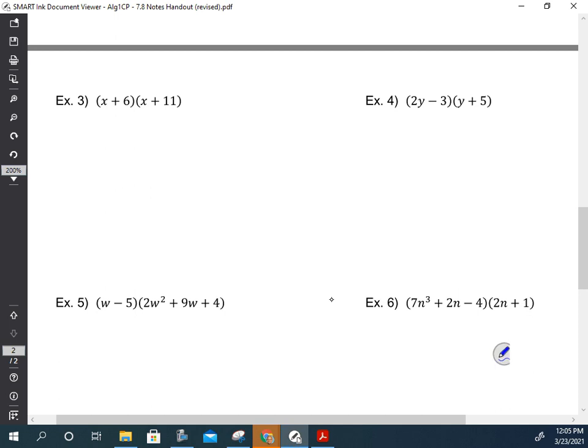So, example 3. Now we have a binomial times a binomial. So we're going to first do it using distributive property, and then we're going to do it, example 4, using Punnett squares.